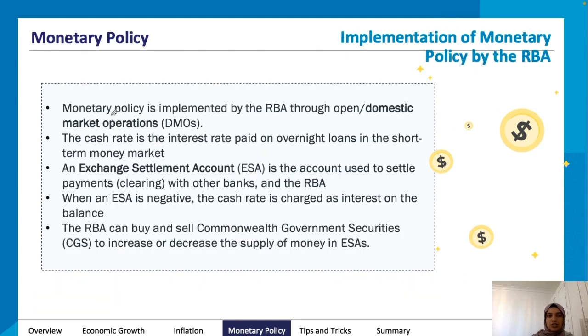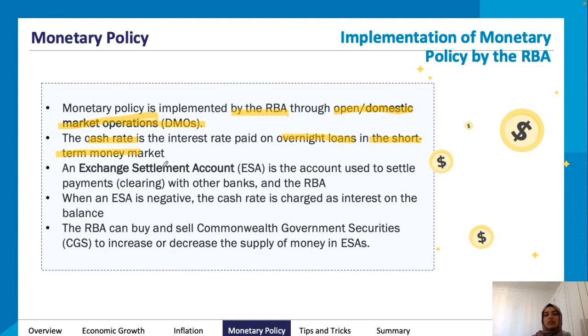Cool. So, monetary policy is implemented by the RBA and it's done through the open or domestic market operations, which I was talking about earlier, also known as DMOs. So, the cash rate is the interest rate paid on overnight loans in the short term money market. Right? So, this is basically the interest rate for the banks.